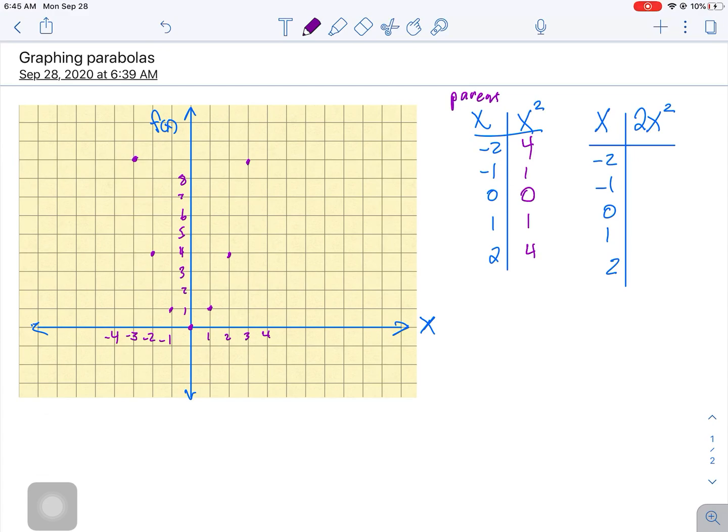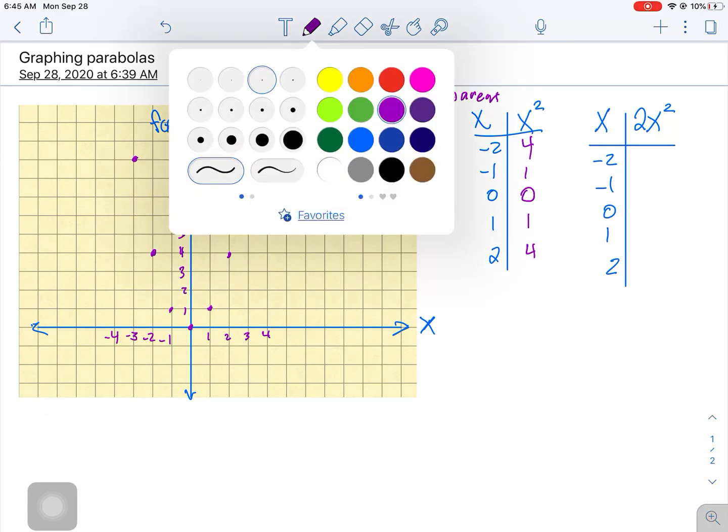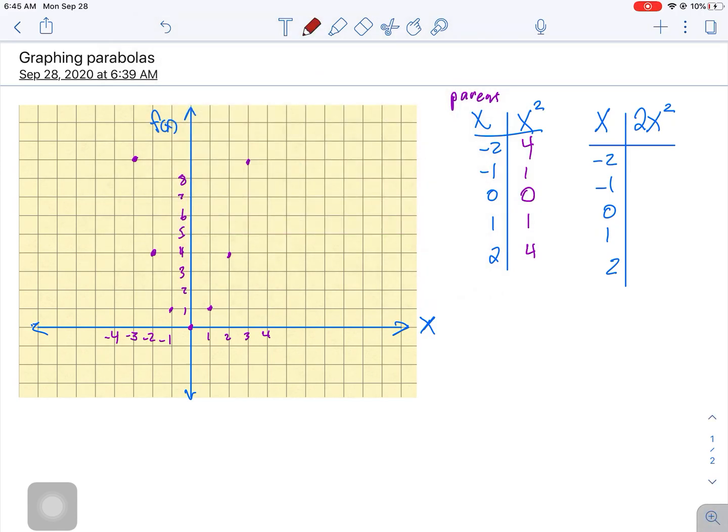Now what I noticed is that some folks just connected the points with straight lines, like this, this, and this. Okay, that is not accurate. Don't do that. Remember that a straight line is a linear pattern, and what we're trying to do is a quadratic, which is a curve.